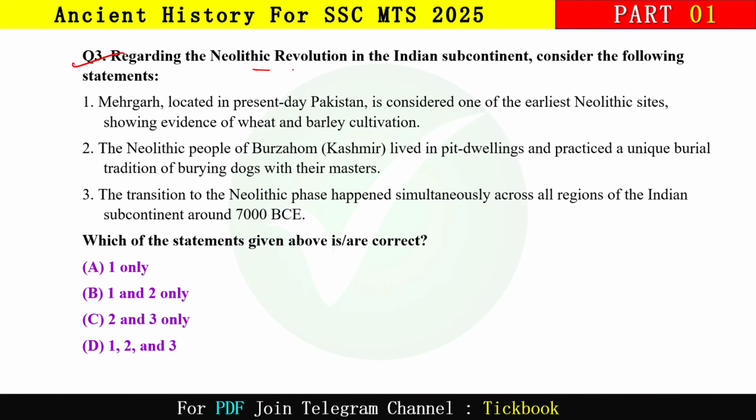Question 3, regarding the Neolithic revolution in the Indian subcontinent, consider the following statements. Option number B, 1 and 2 only. Number 1, Mehrgarh, located in present-day Pakistan, is considered one of the earliest Neolithic sites, showing evidence of wheat and barley cultivation. Number 2, the Neolithic people of Burzahom, Kashmir, lived in pit dwellings and practiced a unique burial tradition of burying dogs with their masters.